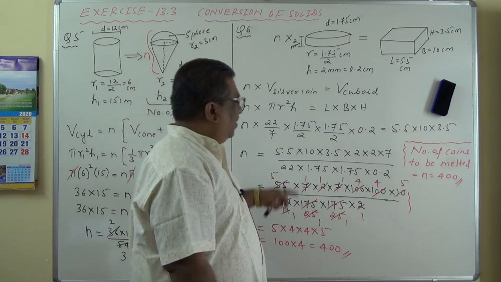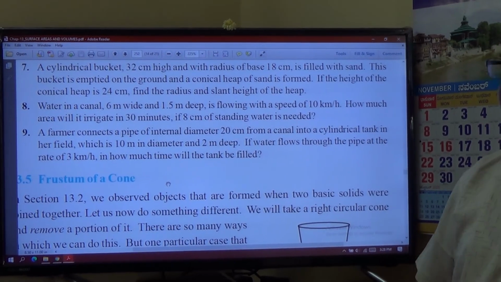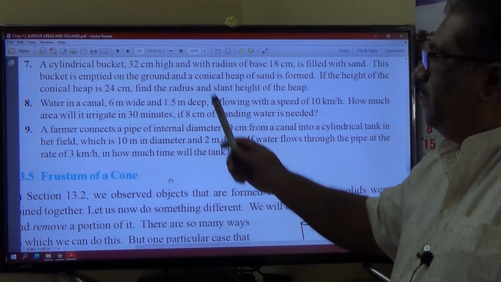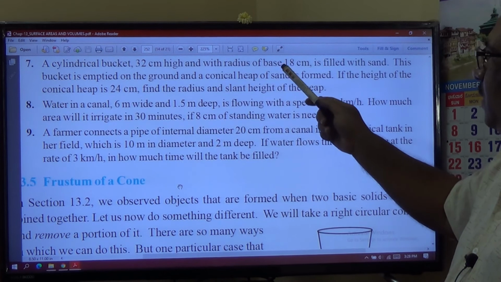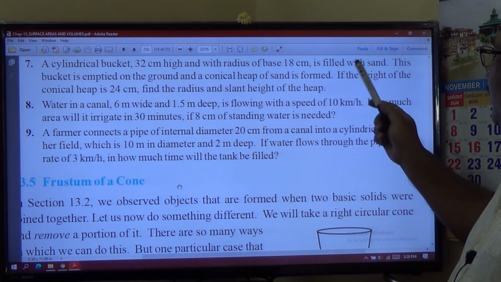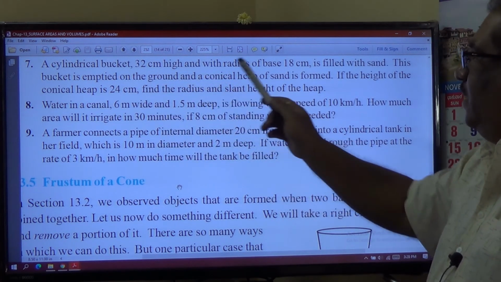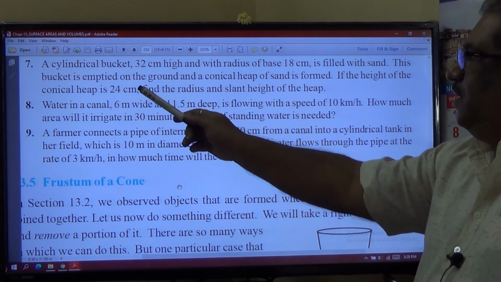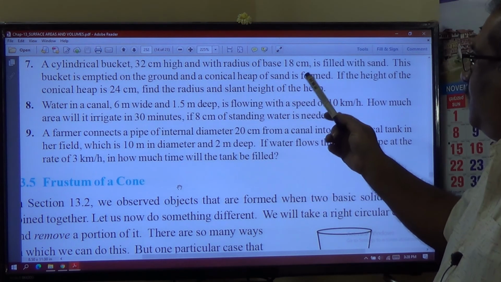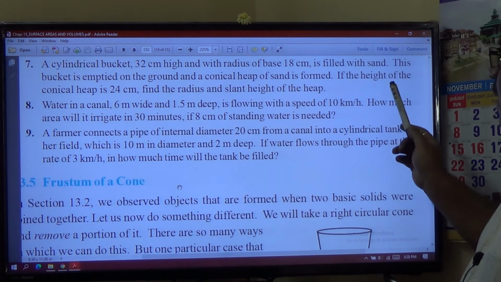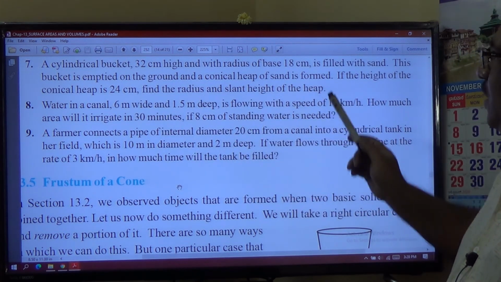Clear? So make a note of this one. Question number 7. A cylindrical bucket 32 centimeter high and with radius of base 18 centimeter is filled with sand. So cylindrical bucket dimensions are given, height and radius. This bucket is emptied on the ground and a conical heap of sand is formed. If the height of the conical heap is 24 centimeter, find the radius and slant height of the heap.